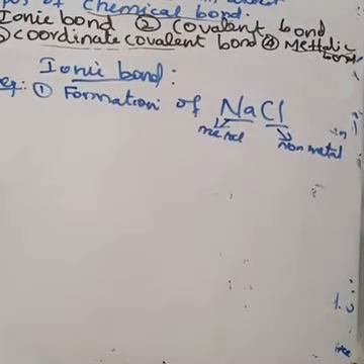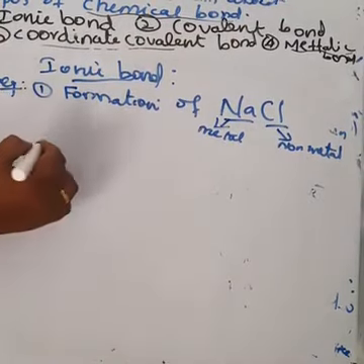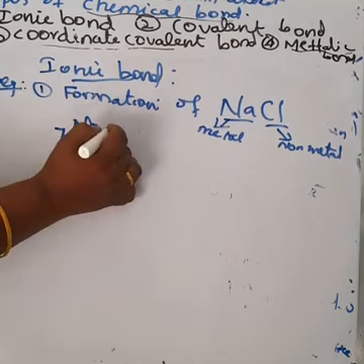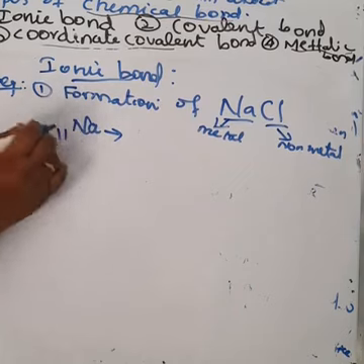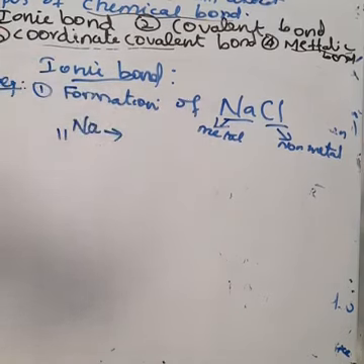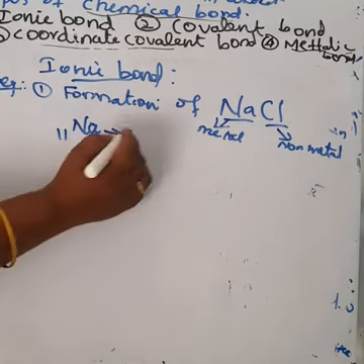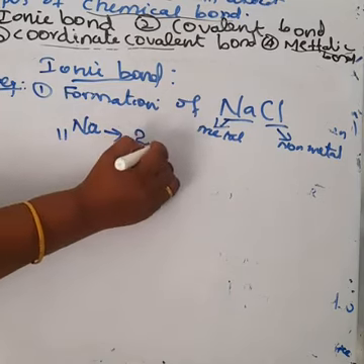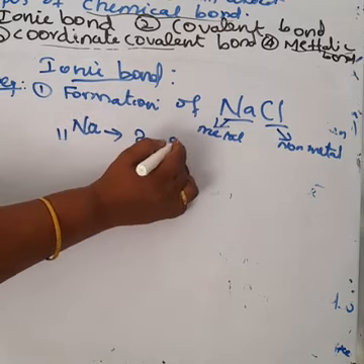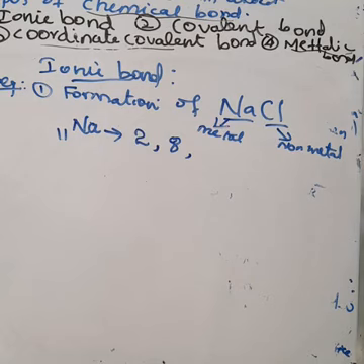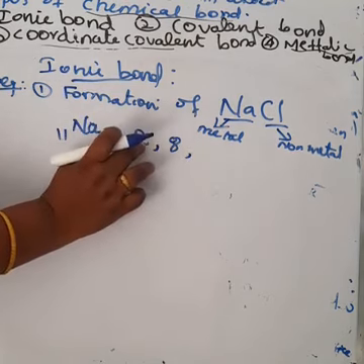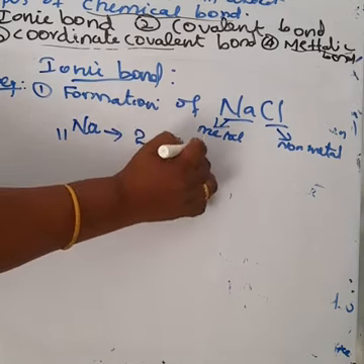Here, sodium. What is the atomic number of sodium? 11. So what is the electronic configuration of sodium? How are the electrons occupied in the orbits? First orbit, 2 electrons maximum. Second orbit, 8 electrons. Two plus eight is 10, remaining 1.